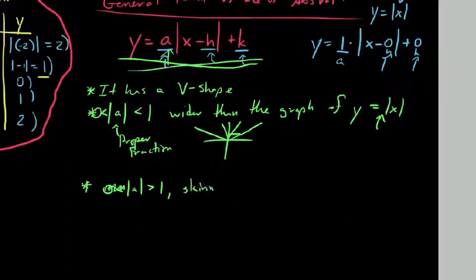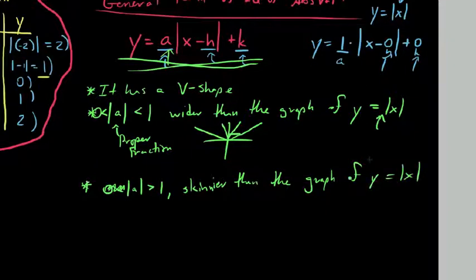skinnier than the graph of y equals absolute value of x. Write that down. Y equals absolute value of x. This is very, very true. Okay. And we also want to comment on the nature of our graph. We say if A is greater than 0, or if it is positive, we could say it opens up.